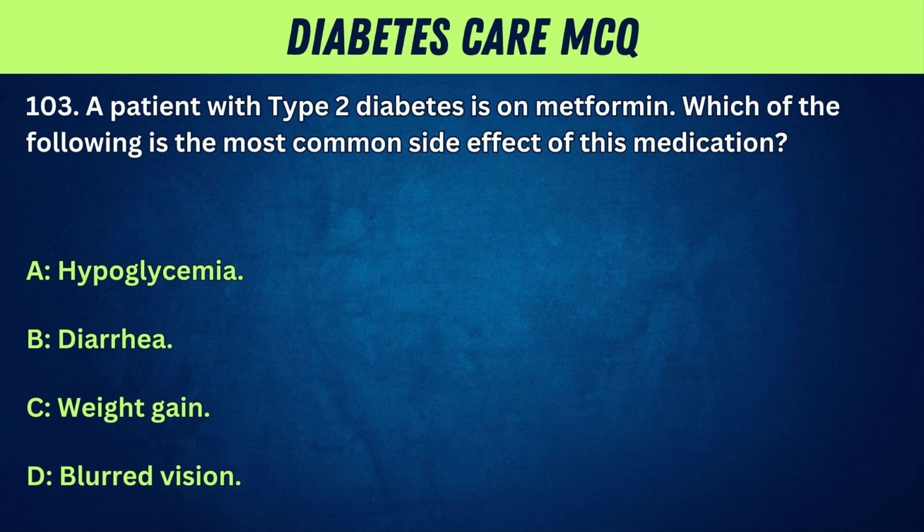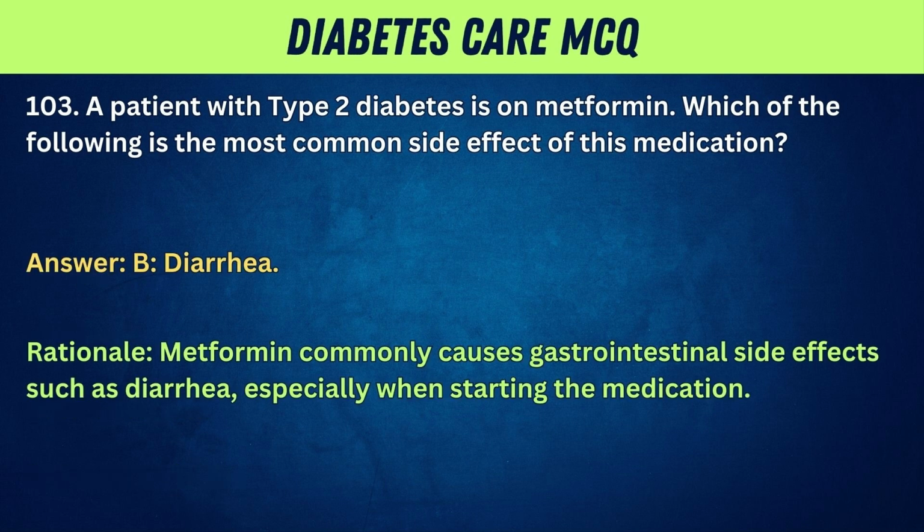103. A patient with type 2 diabetes is on metformin. Which of the following is the most common side effect of this medication? A. Hypoglycemia. B. Diarrhea. C. Weight gain. D. Blurred vision. Answer: B. Diarrhea. Rationale: metformin commonly causes gastrointestinal side effects such as diarrhea, especially when starting the medication.